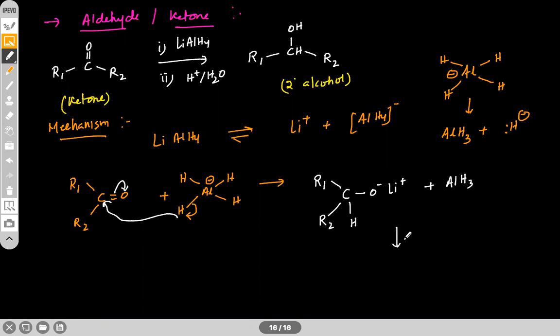Next, what happens with H+, H2O solvent? Li comes out, and we get R1 C OH R2 H, plus we get LiOH.